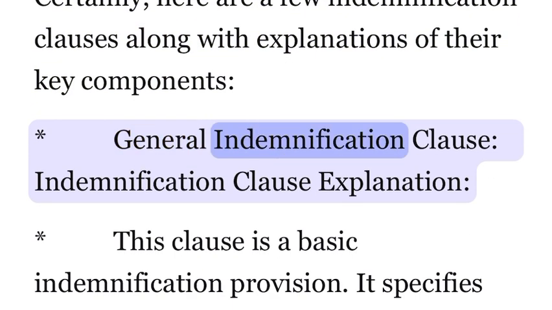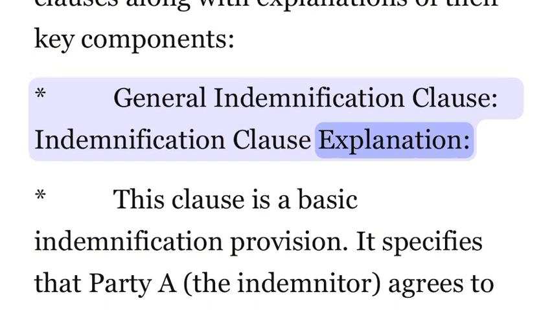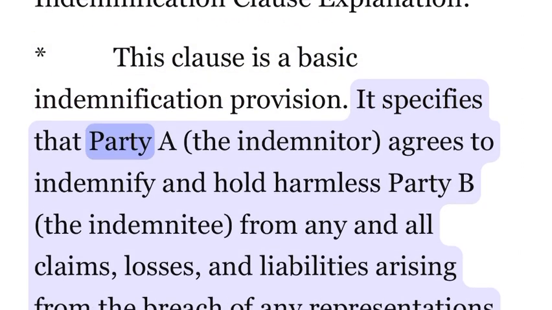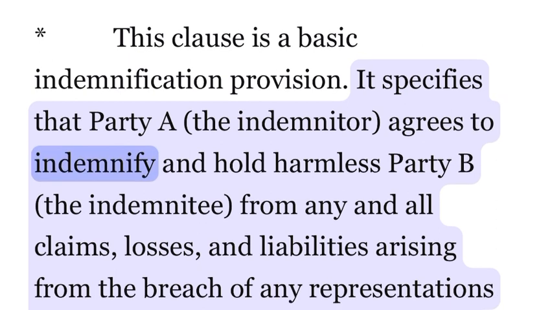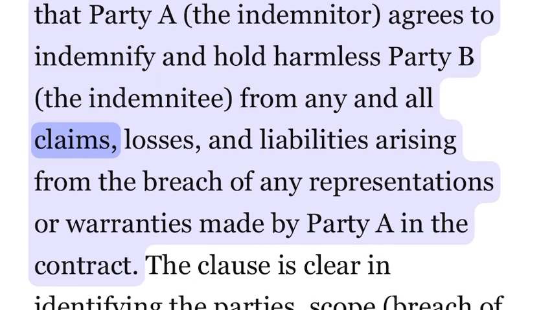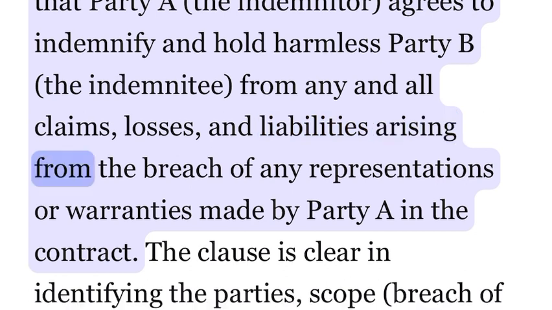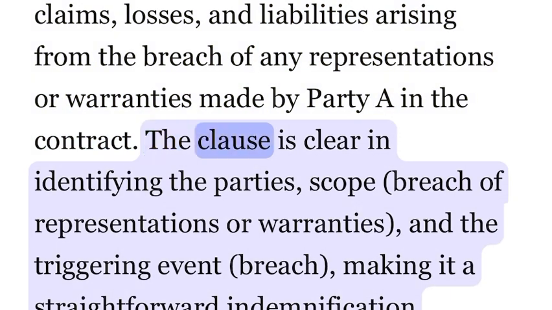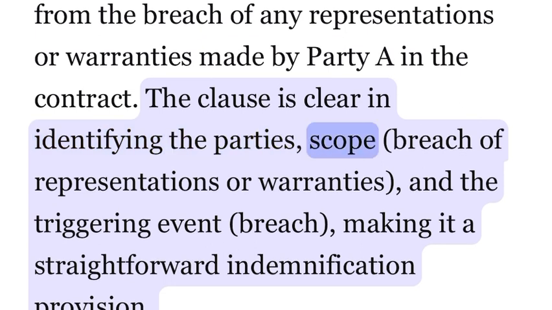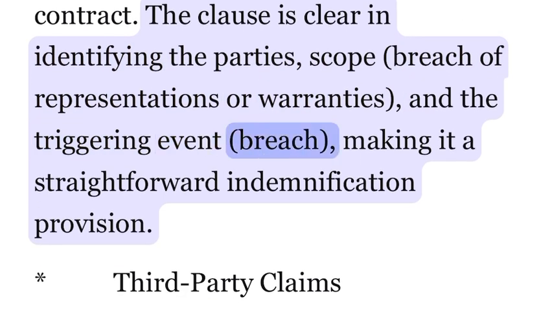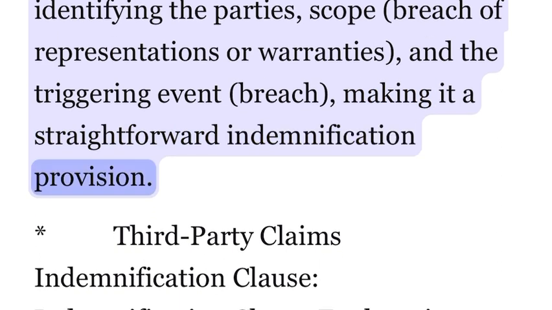General Indemnification Clause. Indemnification clause explanation. This clause is a basic indemnification provision. It specifies that Party A, the indemnitor, agrees to indemnify and hold harmless Party B, the indemnitee, from any and all claims, losses, and liabilities arising from the breach of any representations or warranties made by Party A in the contract. The clause is clear in identifying the parties, scope, breach of representations or warranties, and the triggering event, breach, making it a straightforward indemnification provision.